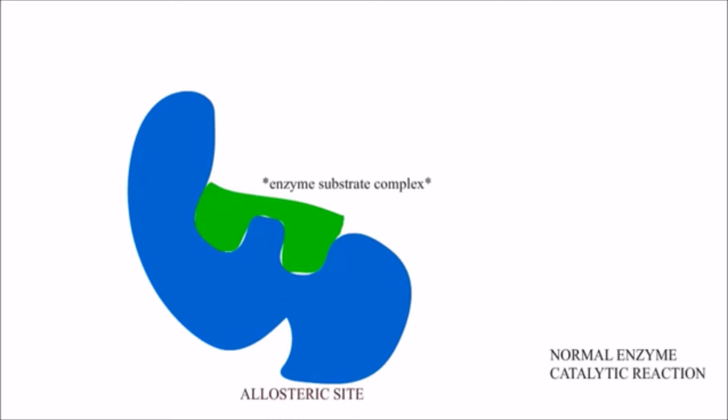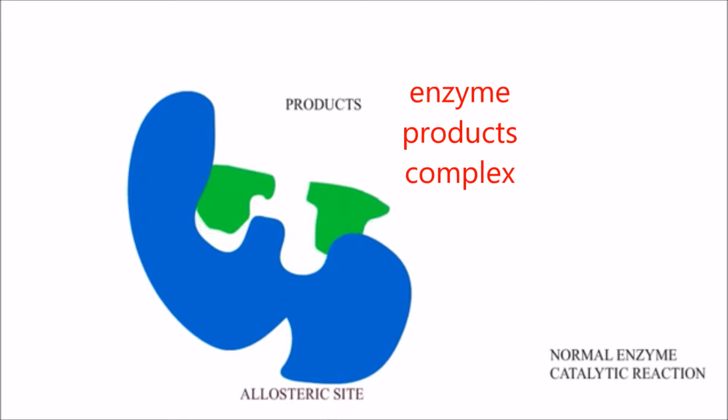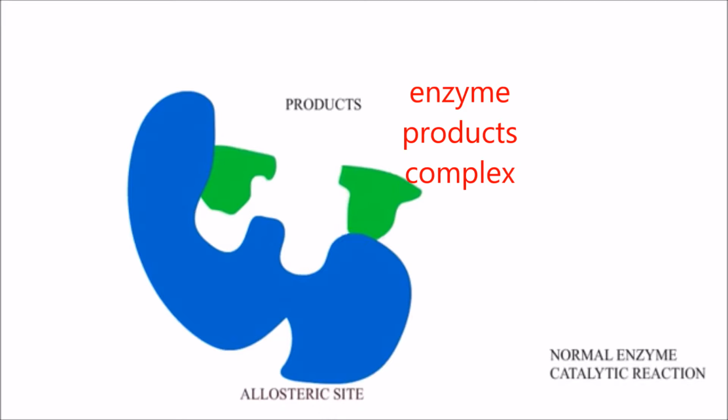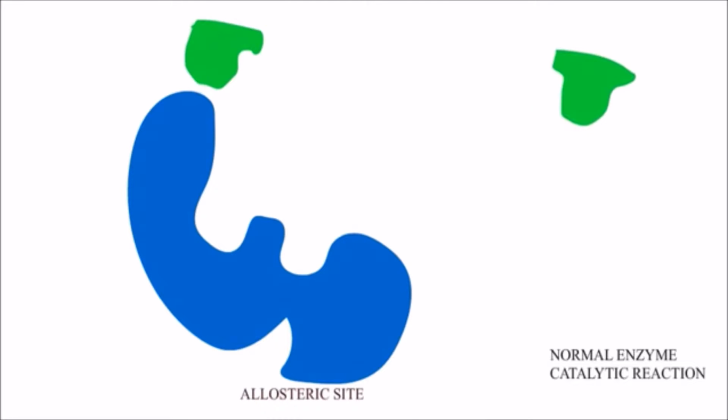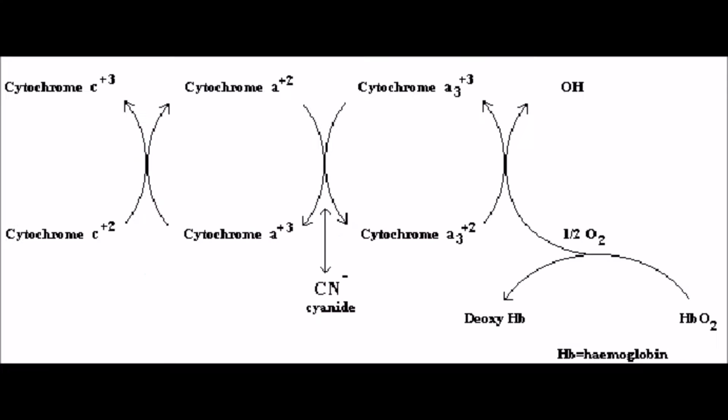Then a chemical reaction would take place, breaking down the substrate into products, forming the enzyme-products complex. The products will then leave the active site of the enzyme and the process would repeat itself. An example is catalase, which is the enzyme, and hydrogen peroxide, which is the substrate. When hydrogen peroxide reaches the active site of catalase, it would be broken down into water and oxygen.